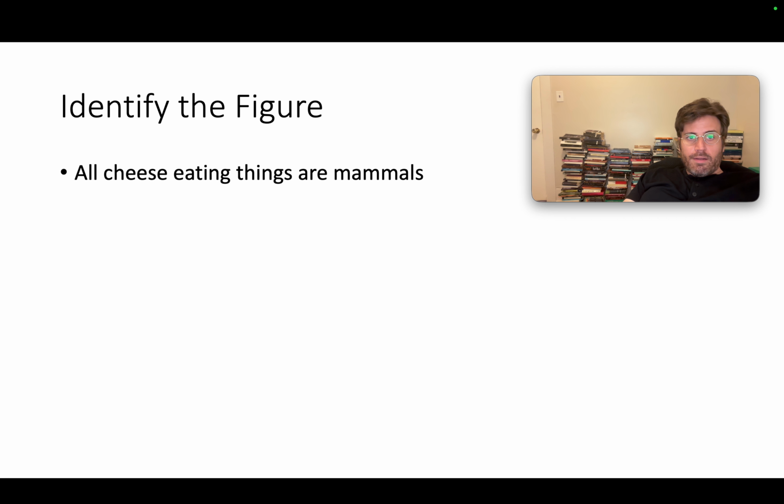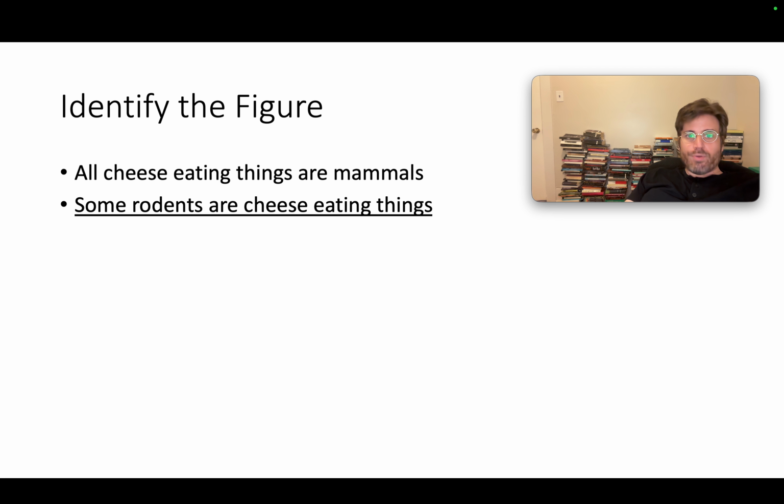Okay, let's look at another one. Major premise, all cheese-eating things are mammals. Minor premise, some rodents are cheese-eating things. Conclusion, some rodents are mammals. What's the figure here? Remember, first we have to identify the middle term, which term repeats in the premises but not the conclusion, and then what's the arrangement?